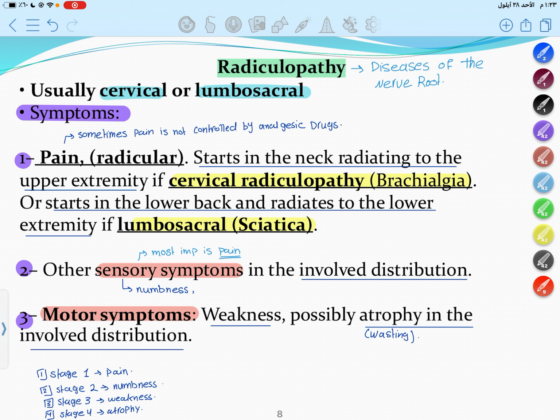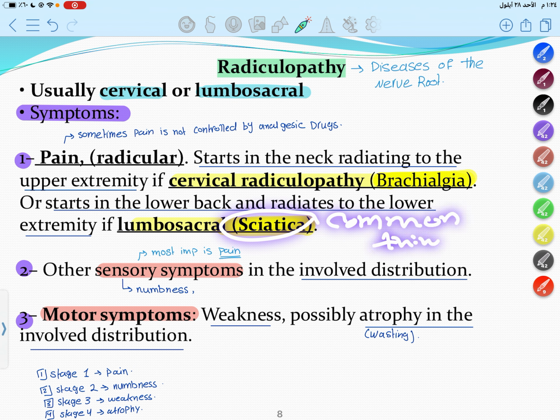Why do we call it radicular pain? Because it starts, for example, at the cervical area, starts at the neck and radiates down in the upper extremity. That's called radicular. It radiates. And this is cervical radiculopathy or brachialgia. Or it starts in the lower back and radiates down to the lower extremities. And this is lumbosacral. A common thing, you know, is sciatica. So pain.